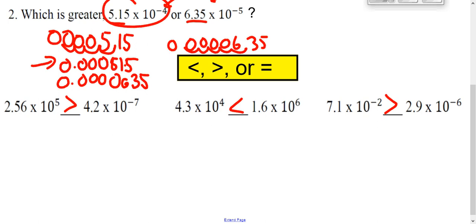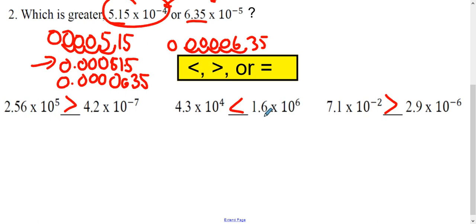All right. Here we go. So the first one, 2.56, going to the 5 to the right, obviously is going to be greater than 4.2 and moving to the left. So obviously the first one is greater, so I put the greater than symbol. 4.3 times 10 to the fourth is less than 1.6 times 10 to the sixth because you're moving 6 to the right. It doesn't really matter what this number is right there. It's going to be 6 to the right, so that's the greater number.